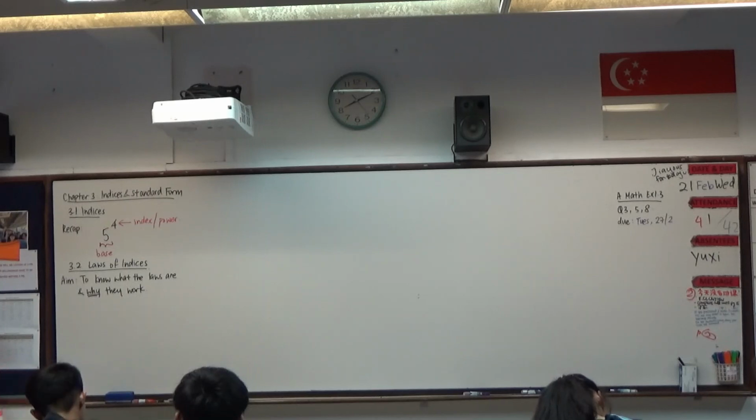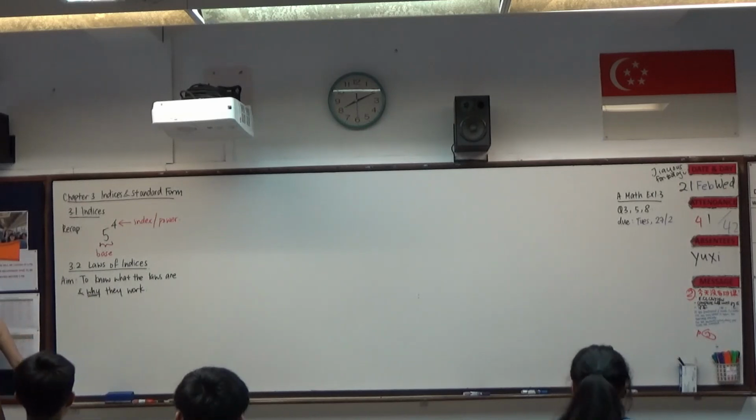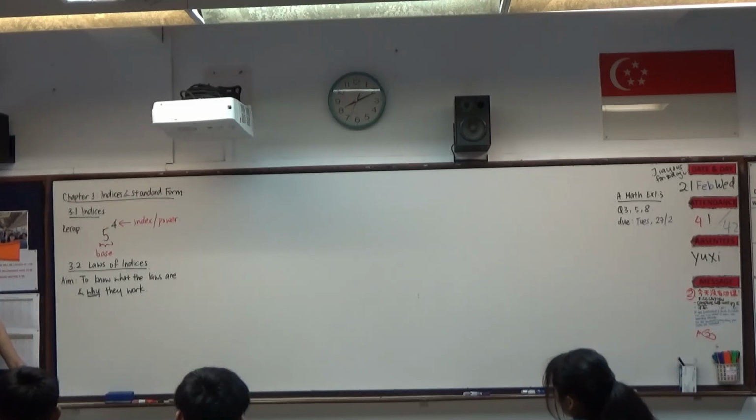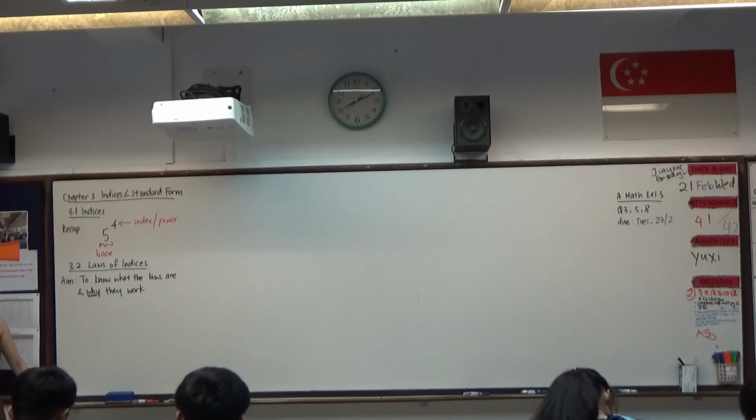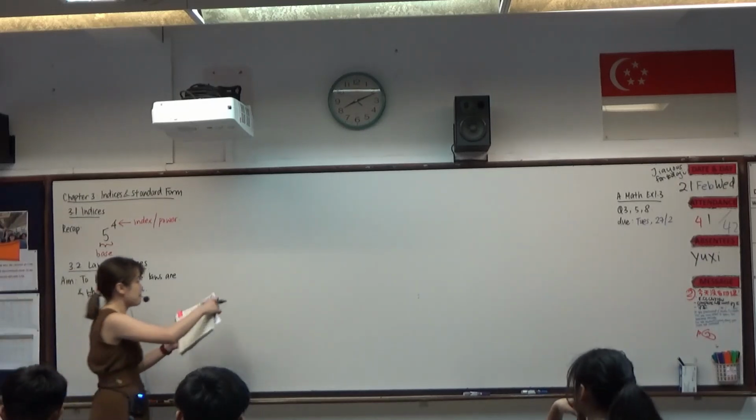For today, our focus is really on chapter 3.2, laws of indices. There are 5 laws in total. Our aim is to know what these laws are and why they work. It's very important for us to know why they work, so that in the event during the exam you forget the law, you can always fall back to what you understand about these laws, about the numbers and the expressions that you have, in order to do your calculations.